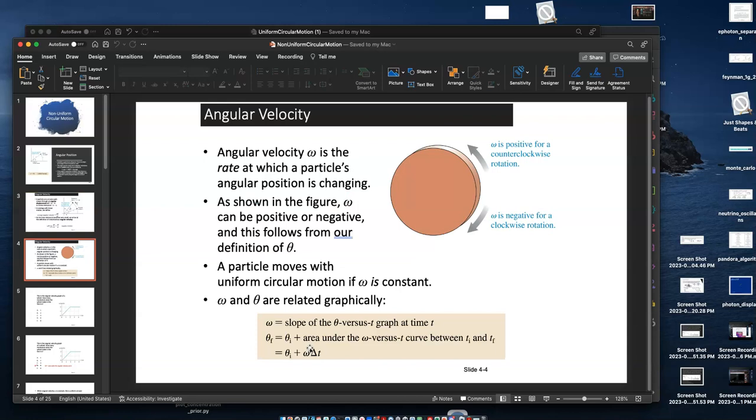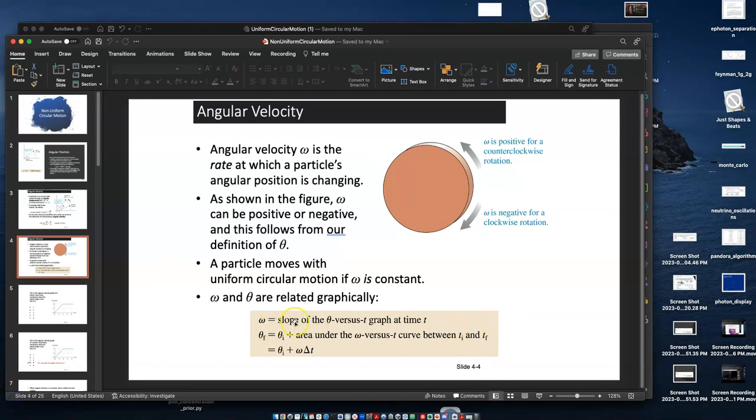And then just based on our definition of how we oriented our Cartesian coordinates, x, y, it's going to be positive for counterclockwise, where our theta is increasing, and negative for clockwise, where our theta is decreasing.